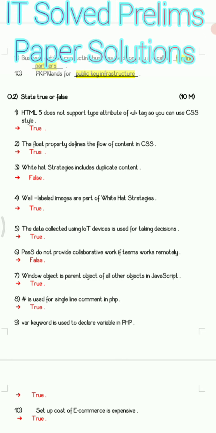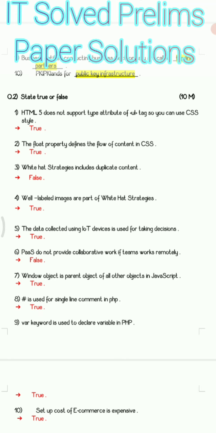Next, we have state true or false. Now here we have a total of 10 statements. Each statement carries 1 mark. So, HTML5 does not support the type attribute of the UL tag. So you can use CSS style. So this statement is true.